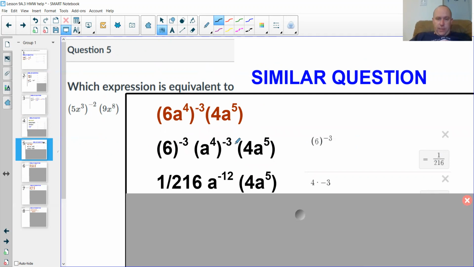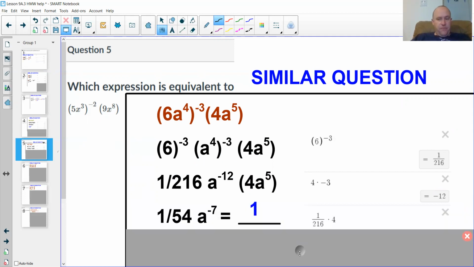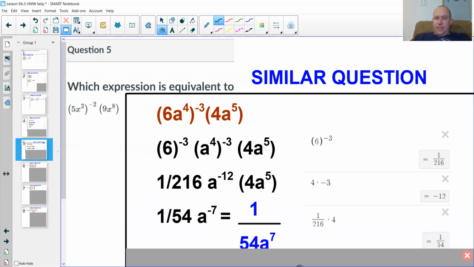1/216. 4 times -3 is -12. So you got a to the -12. And then this term just stays here. Well, like terms, I got numbers, so I can multiply those together. 1/216 times 4. Just go ahead, use the Desmos again. It'll do it all for you. 1/54. And -12 add 5 gives me -7.